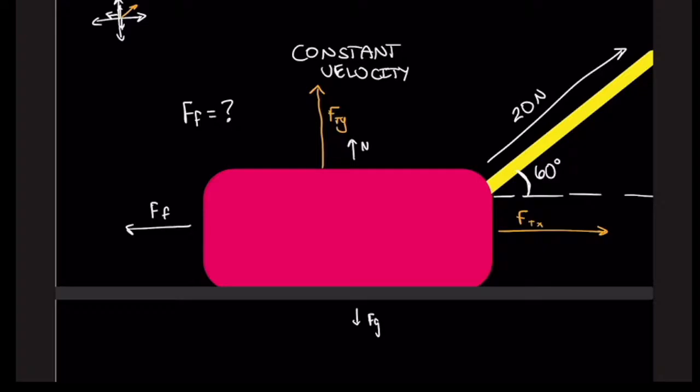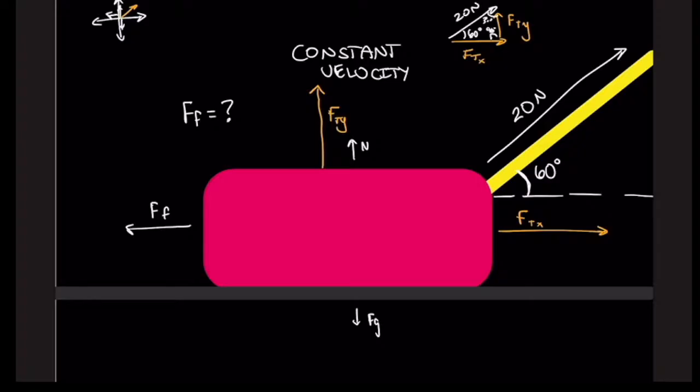But what we really have is this triangle that we have constructed. So we have that this is 20 newtons. We have the force of tension X component, and we have the force of tension Y component. And we know that the angle between these two sides right here is going to be 60 degrees. This right here is 90 degrees, and this right here is 30 degrees.